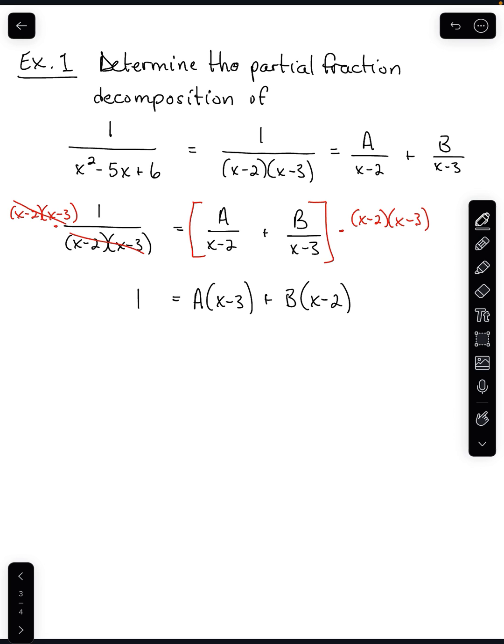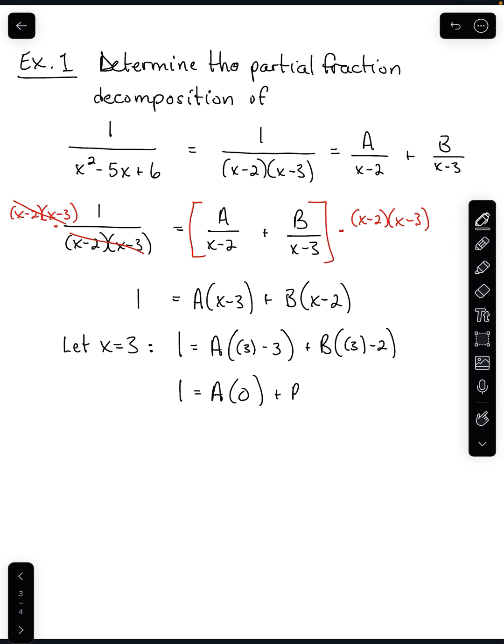Now we could do some algebra here to distribute the a and distribute the b and combine some like terms, but it's much faster and easier here to solve for each of the variables a and b in turn by selecting an x value that will eliminate the other variable. So we can eliminate a by using x equals 3, because substituting 3 here will produce a 0 multiplying the a, which will cause it to cancel out. Thus, we're left with 1 is equal to b.